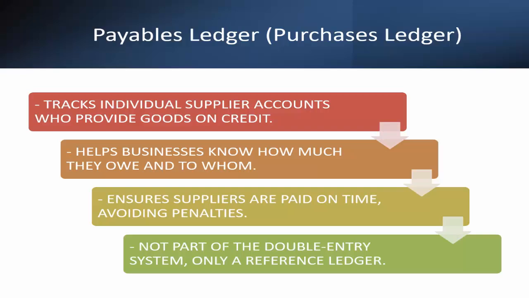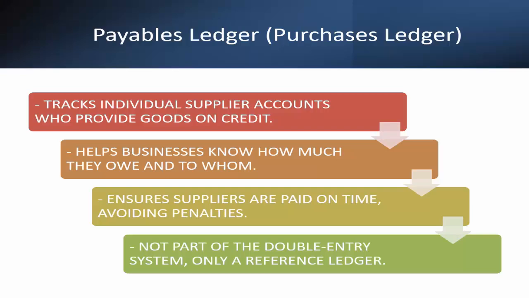What is the Payables Ledger? The Payables Ledger is a detailed record of every supplier or vendor that the business owes money to. It contains personal accounts for each supplier, tracking outstanding balances and all past transactions. Think of it as the business's to-pay list, a place where every bill and outstanding invoice from suppliers is recorded. While the Receivables Ledger tracks money coming into the business, the Payables Ledger tracks money going out.